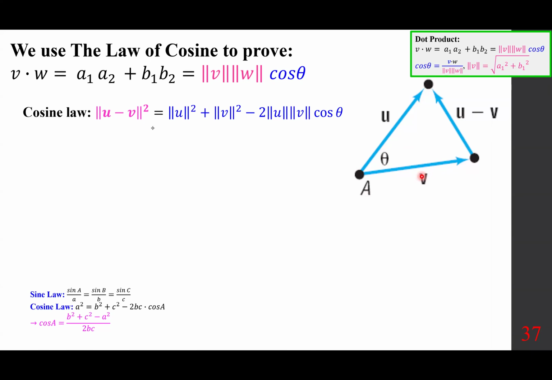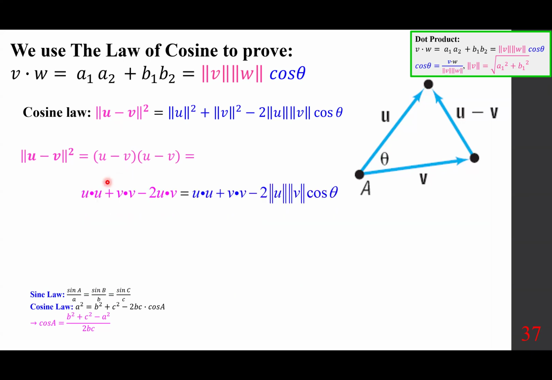Now we are going to look at each side. This one is the same as u minus v times u minus v. I hope you know that. The magnitude squared is the same as this. And this, u minus v times u minus v, becomes u squared minus 2uv plus v squared. And this side is u squared, this is v squared, and this doesn't change.